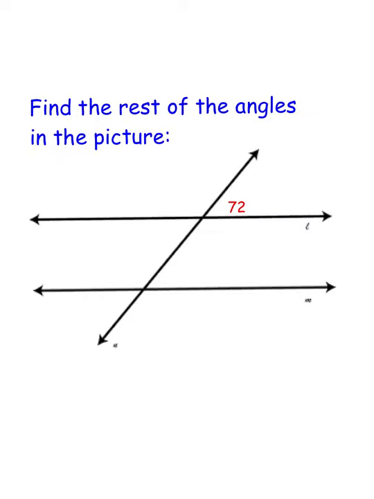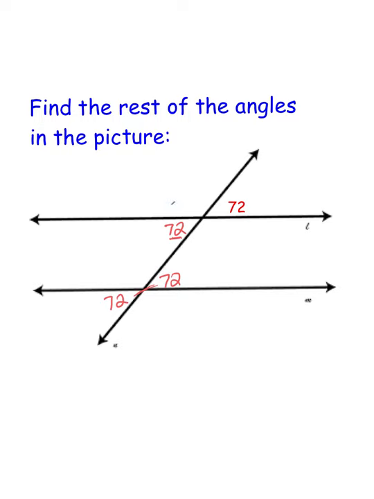Now, if we look at this, using what we just talked about, angle A and angle B, it says find the rest of the angles in the picture. Well, if this is 72 here, I know that's 72 because they're vertical. I can say this is 72 because it's alternate interior to this one. I can say this is 72 because these are vertical.